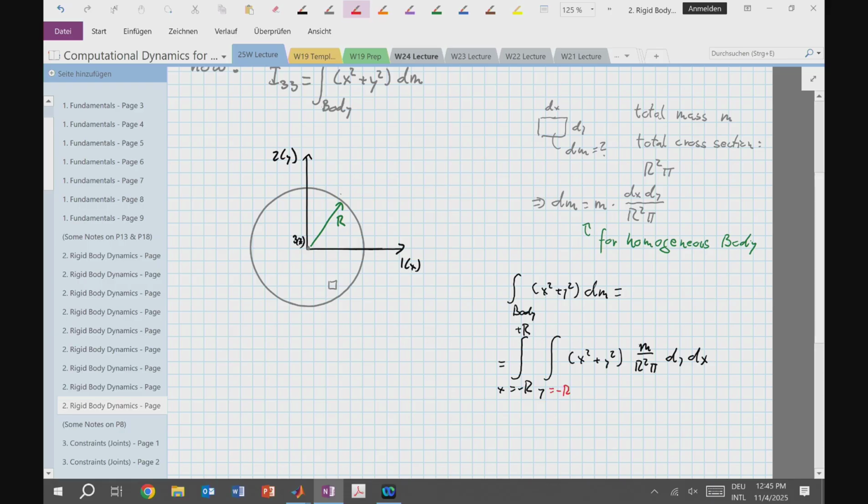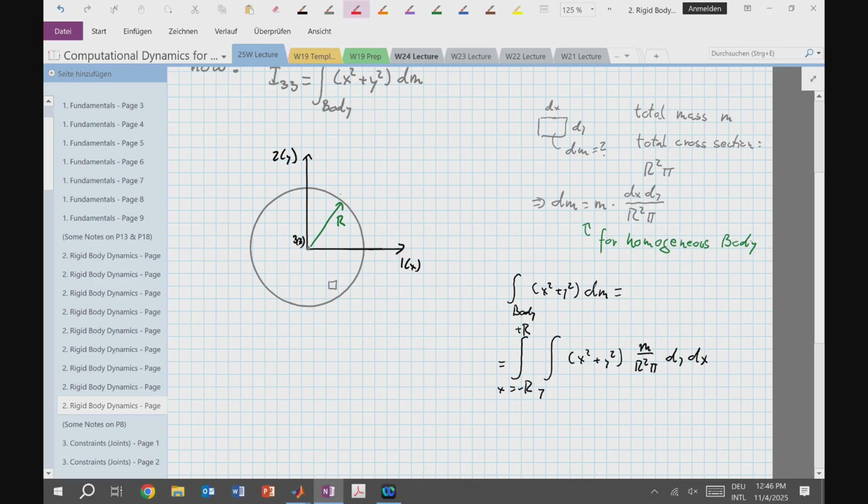If it were negative r to positive r, what geometry would I describe? I go in the x direction from negative r to positive r, and then the y direction from negative r to positive r. A square, right? Sorry, this is not a square what I drew here. Actually, from here, for you, it looks like a square. For you, it's probably not a square anymore. So that doesn't work.